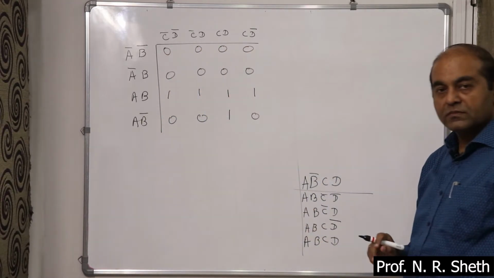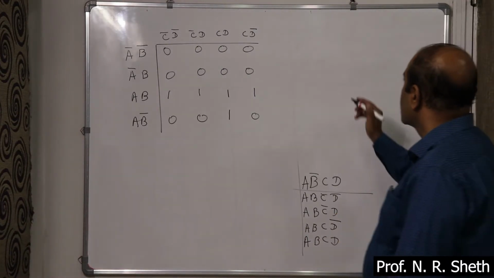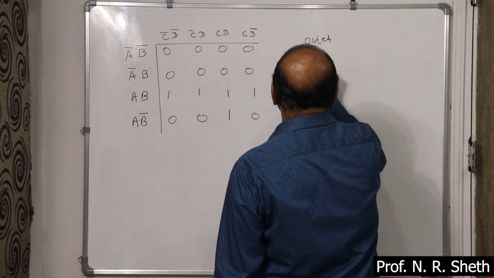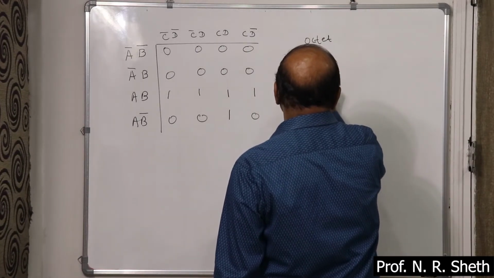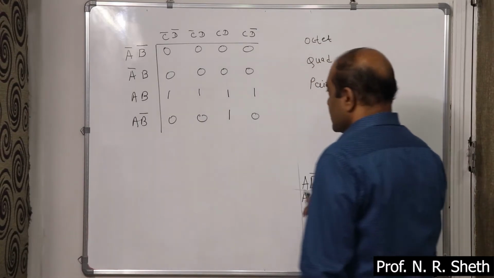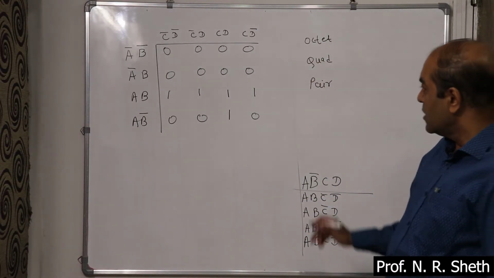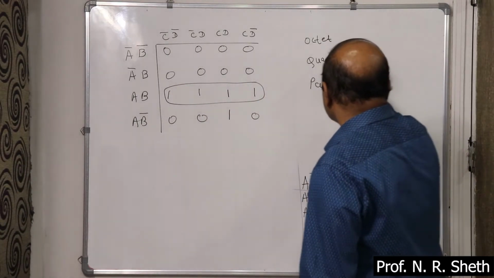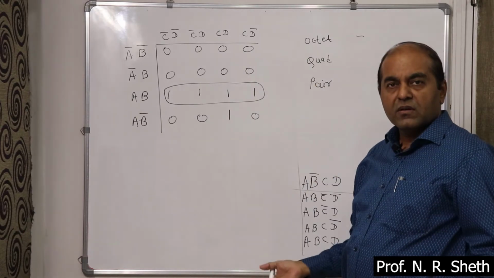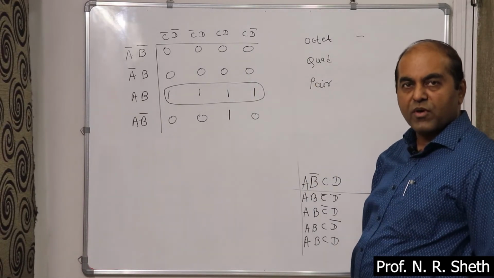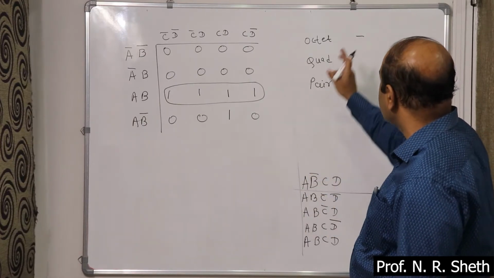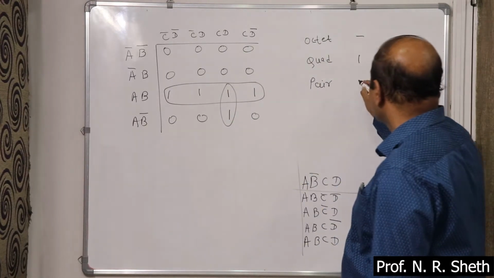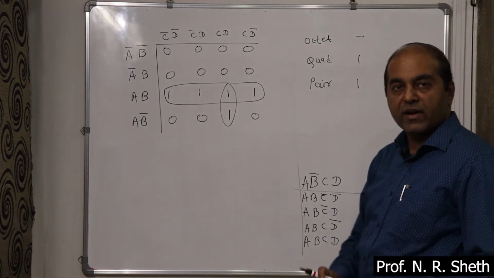Okay. And then octet, quad, and pair. Octet doesn't exist because only 5 entries are high. So a group of 8 doesn't exist. A group of 4 is possible. So we have one quad and a pair. That's it. One quad and a pair.